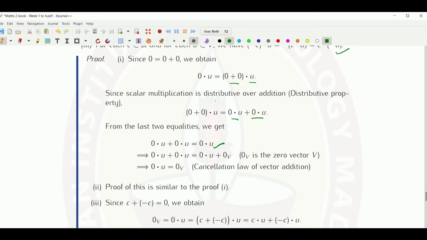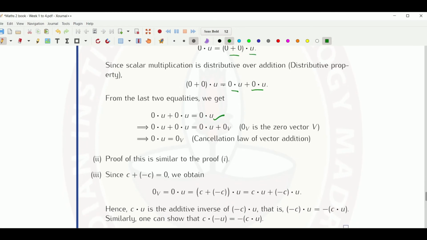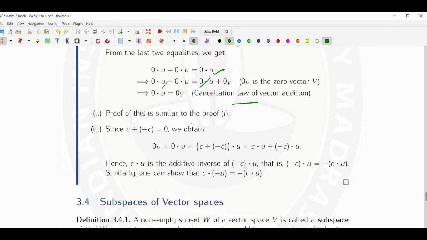So 0 dot U plus 0 dot U is equal to 0 dot U plus 0 vector, because 0 dot U is equal to 0 vector. So 0 dot U is equal to 0 vector, by the cancellation law of vector addition. Proof of this is similar to proof I.